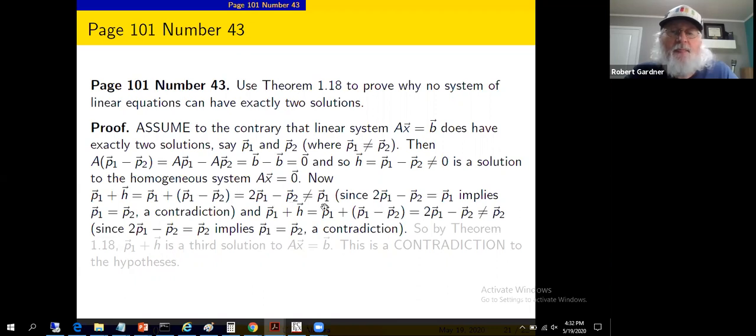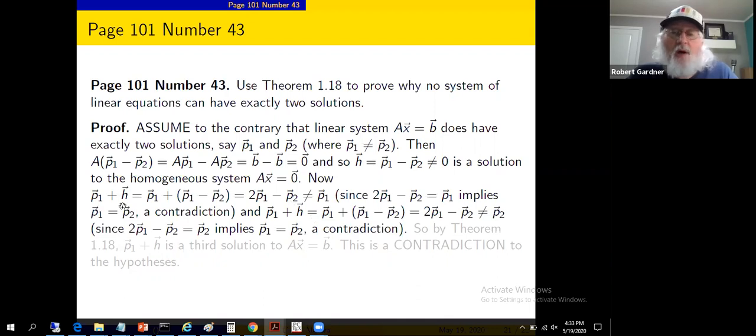Our claim is that ain't P sub 1. I mean, if it was, then we'd have P1 equals P2. And that was part of our setup. Those are different. Also, P1 plus H doesn't equal P sub 2. Or else we'd have P1 equals P sub 2. Also a contradiction. So here's a third solution: 2P1 minus P2. It's neither P1 nor P2, yet it's a solution by Theorem 1.18.